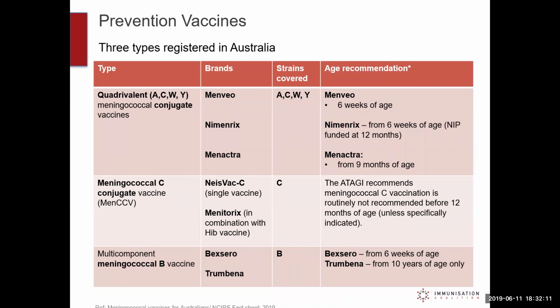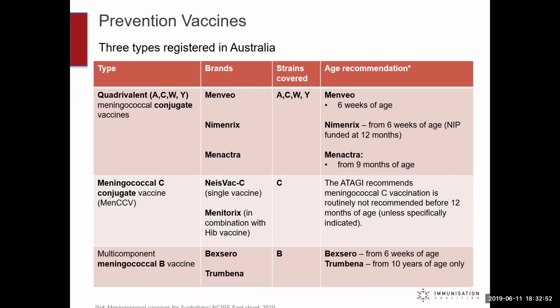So we've had some changes to the vaccines and the registration of vaccines and the number of doses and the scheduling, etc., over the past 12 months. So our quadrivalent ACWY meningococcal conjugate vaccines, these vaccines are conjugated either with a tetanus toxoid or a diphtheria protein. Your Menveo can be given from 6 weeks of age, your Nimenrix from 6 weeks of age, but it is NIP funded at 12 months of age.